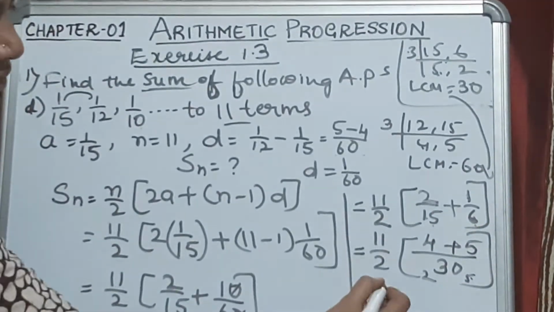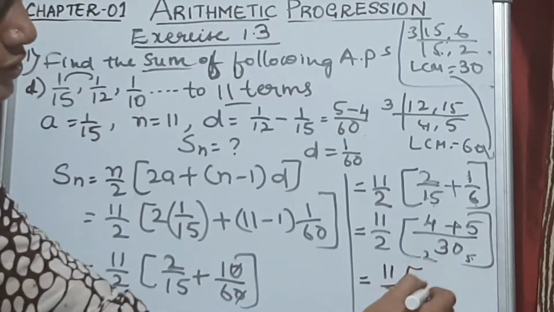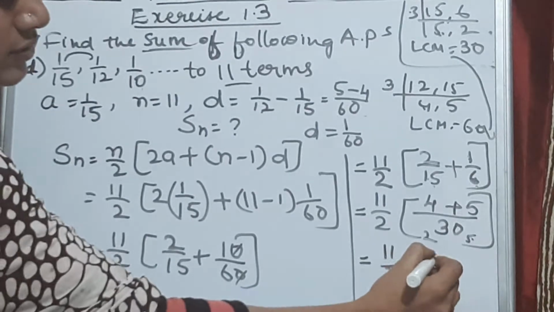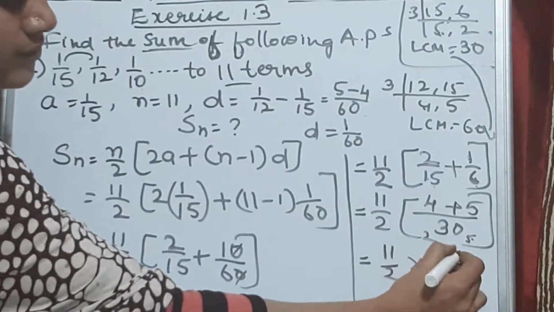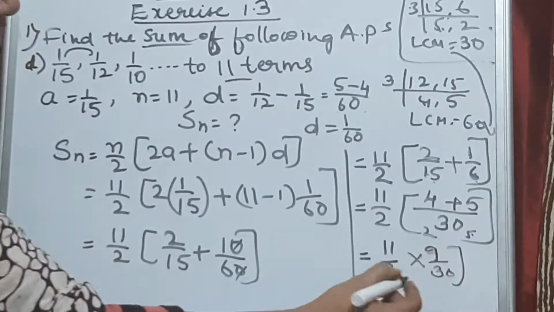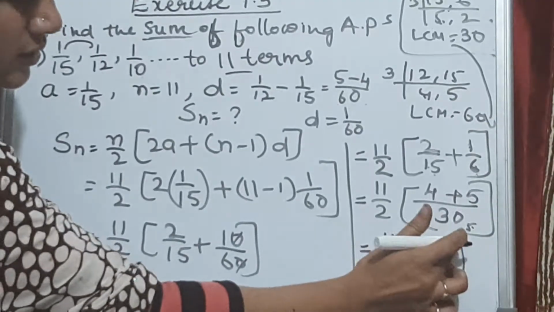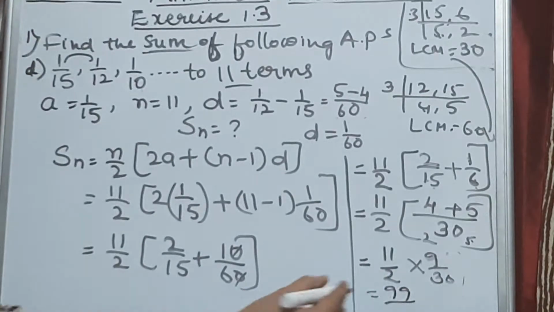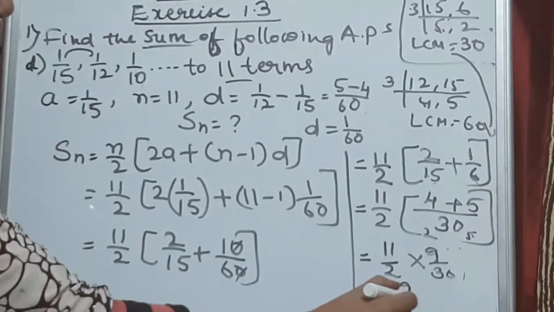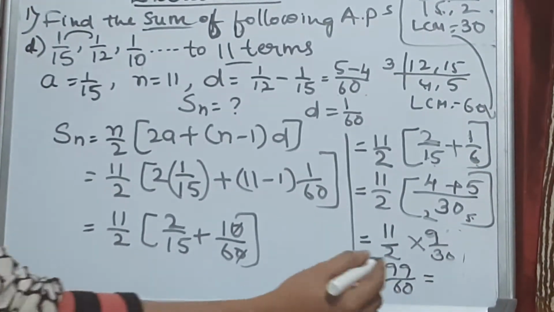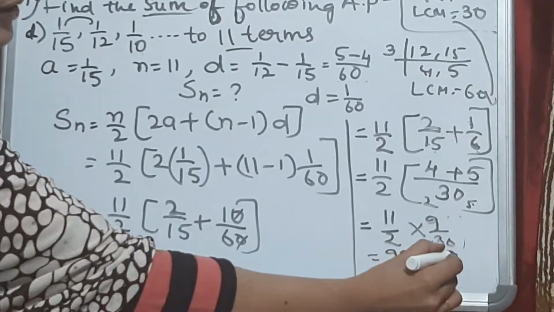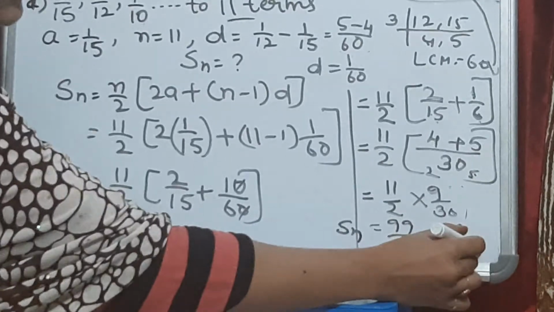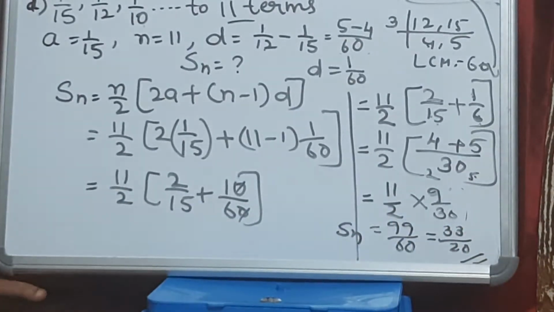Okay, got it. 11 by 2 into 9 by 30. This is 9 by 30. Now multiply these two. 11 9s are 99 by 2 3s are 6, so 60. Now again we can cut by 3. 3 3s are 9, 3 2s are 6, and 0. Yes, our Sn is 33 by 20.